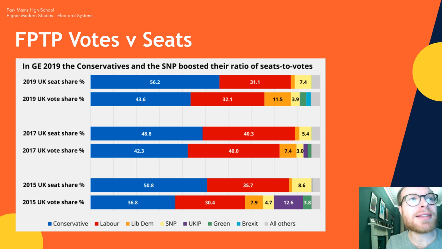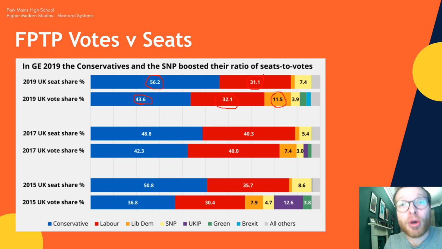So if we look at the 2019 election here, 43.6% of people voted Conservative, but the Conservatives ended up with 56% of the MPs. Labour ended up quite similar, so 32% of people voted Labour and 31% of the seats. So they ended up relatively proportional. But look at this, 11.5% of people voted Lib Dem. They ended up with only 6 members of Parliament, a tiny number of members of Parliament.